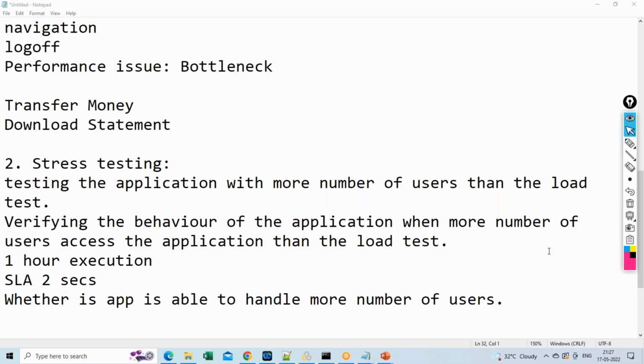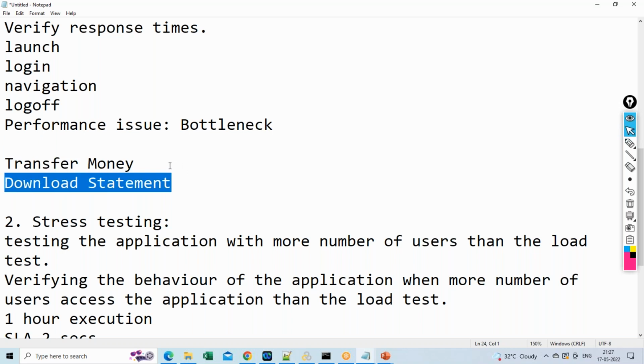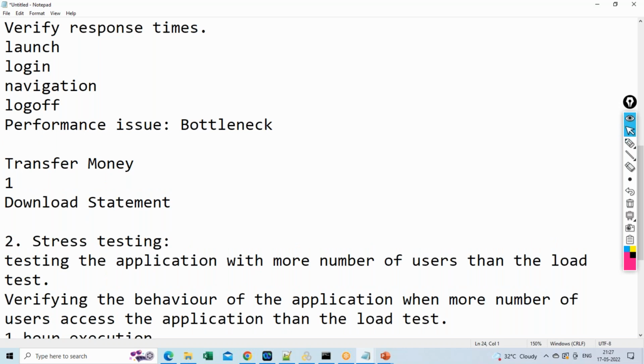2 seconds is the SLA, and the load test will be executed for 1 hour. So that means you will be testing these two scenarios, like transfer money and download statement. When I say testing these two scenarios, what are the different steps that we test?